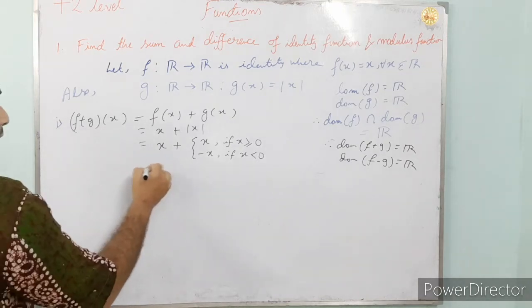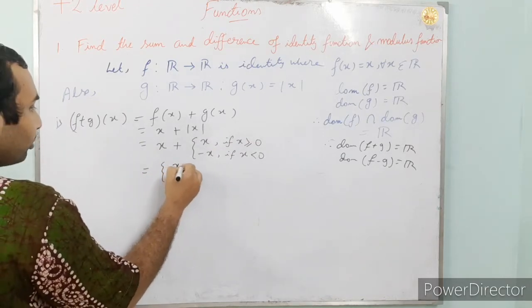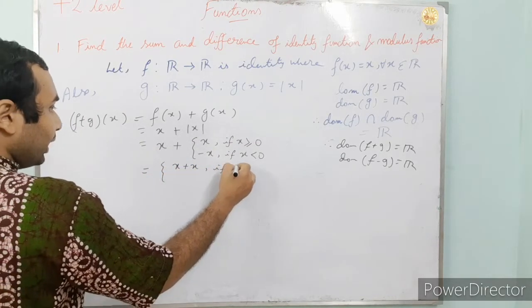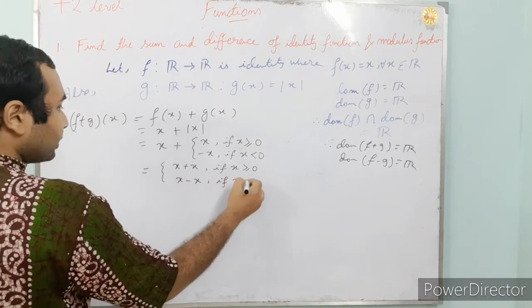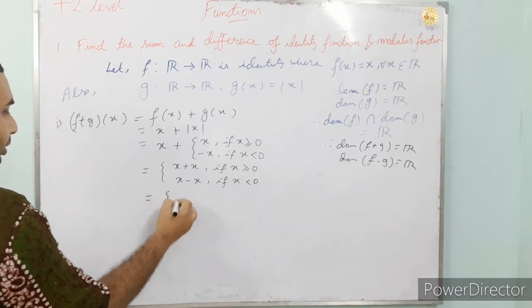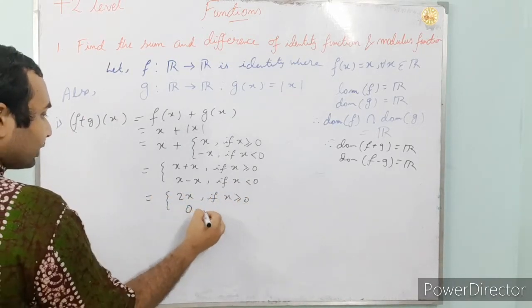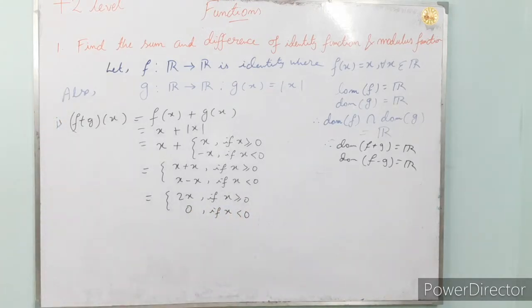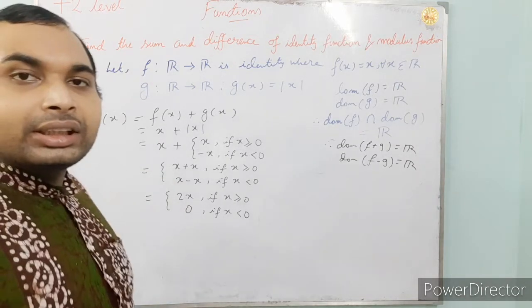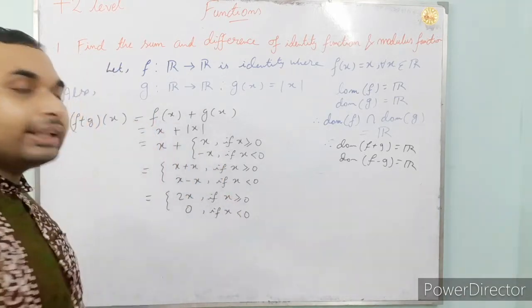So now we just apply the addition here. It comes x plus x if x is greater than or equal to 0, and x minus x if x is less than 0. That means 2x if x is greater than or equal to 0, and 0 if x is less than 0. So this is the addition. Very easy, not at all a hard concept, you just have to arrange it like that.